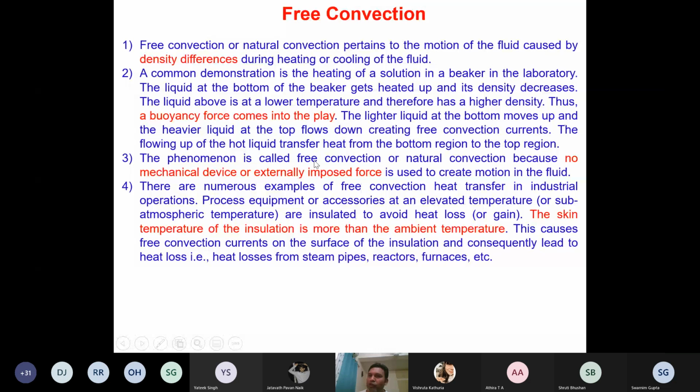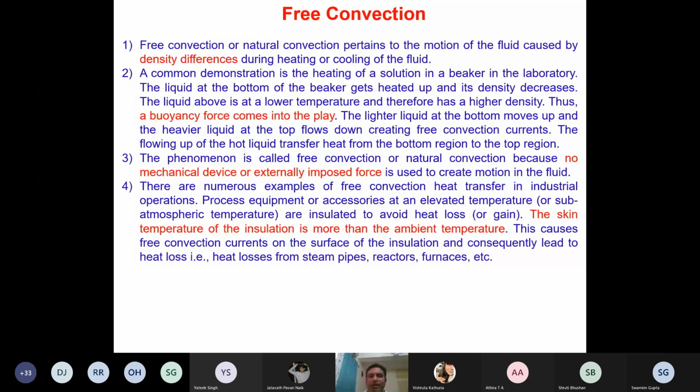Again, there are numerous examples of free convection. This is very important in industrial operations, because there are numerous industrial operations where the material is heated or cooled, and in order to minimize the heat loss, these are surrounded by insulation material. But very often you will see that the temperature at the surface of the insulation material is at a higher temperature than the ambient temperature, and because of that there is a free convection taking place from the insulation surface to the ambient.